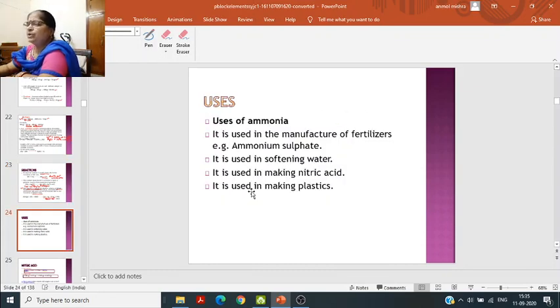Now uses of ammonia. Ammonia is used in the manufacture of fertilizers like ammonium sulfate. It is also used in softening of water, that is removal of hardness of water. It is used in making nitric acid, plastics, and many compounds. So in today's video we have studied the physical and chemical properties of 15th group elements, then the preparation, properties and uses of ammonia and nitrogen.